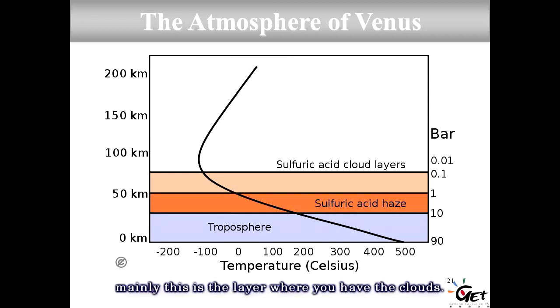And mainly this is the layer where you have the clouds. So it's composed mainly by sulfuric acids and hydrochlorides in the upper atmosphere. And then the temperature is dropping very rapidly as well.